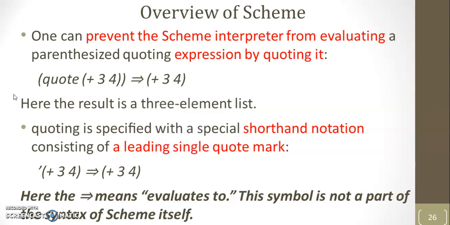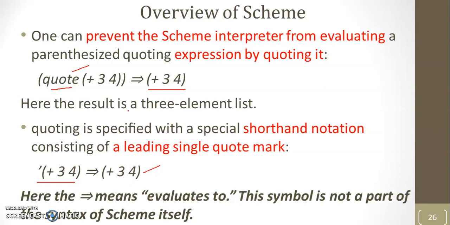In order to prevent the interpreter from evaluating any parenthesized expression, you need to insert a term quote. So quote within parenthesis plus 3, 4. So it will not be evaluating the expression. The interpreter will not evaluate the expression if it sees a quote. So the output will be plus 3, 4. And a shorthand representation for the same statement can be written like this. So in this case also the output obtained will be plus 3, 4.